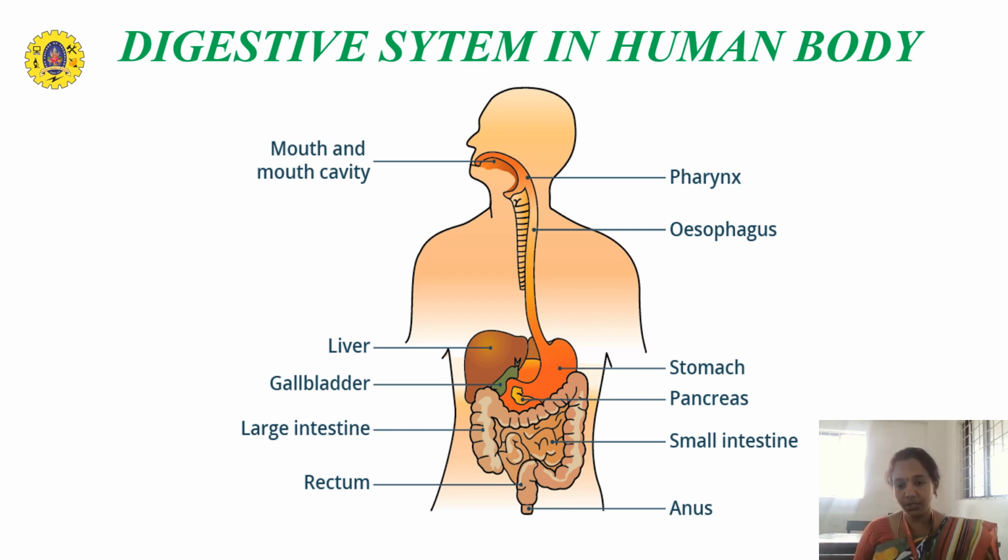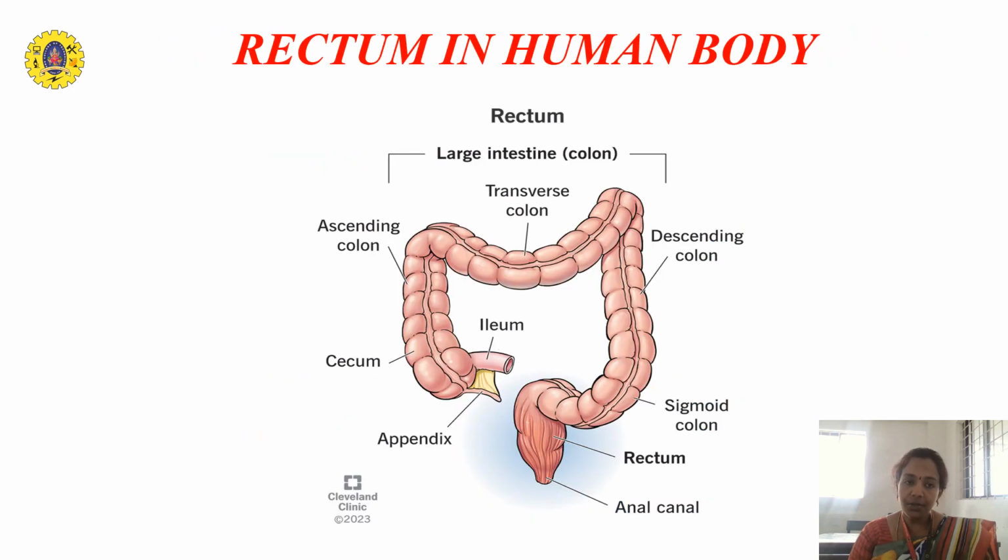So this is the digestion process which happens in the human body. The next one is, yeah, this is the rectum in the human body. This is what I was telling. At the end of the rectum we have the appendix, which is nothing but the inbuilt immune system.